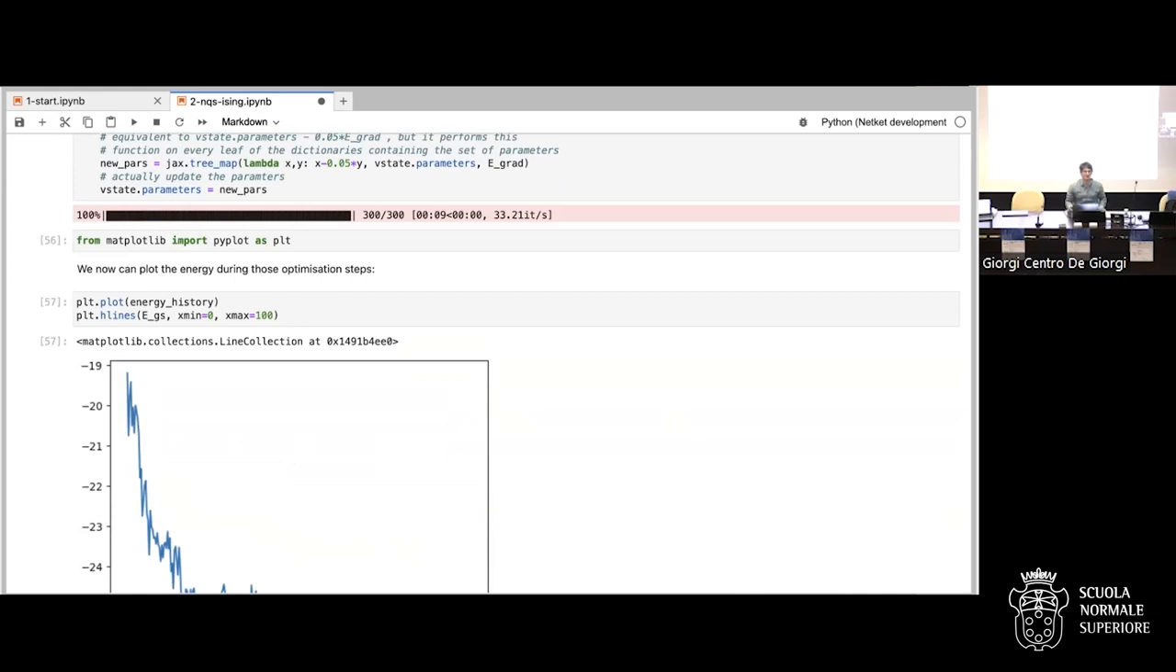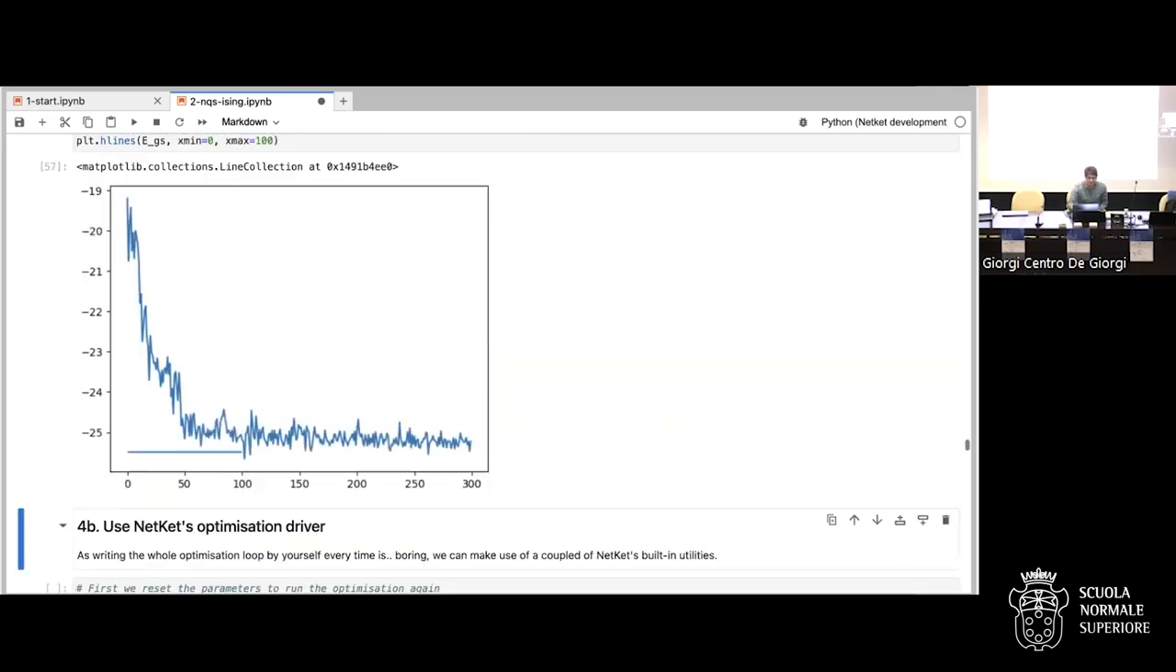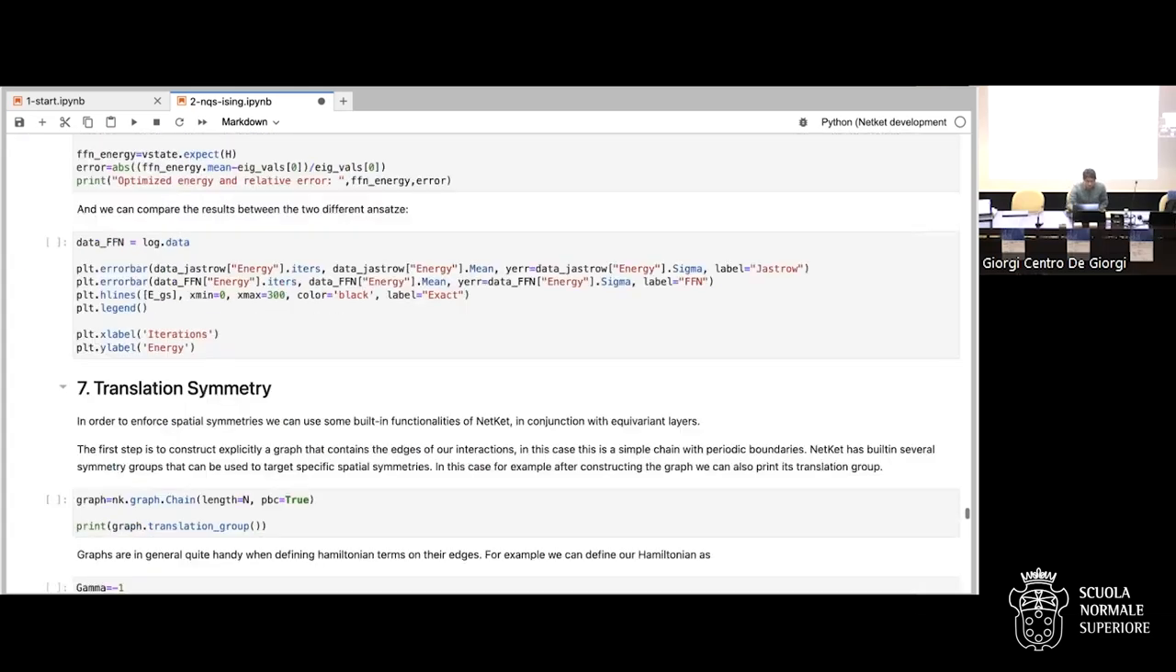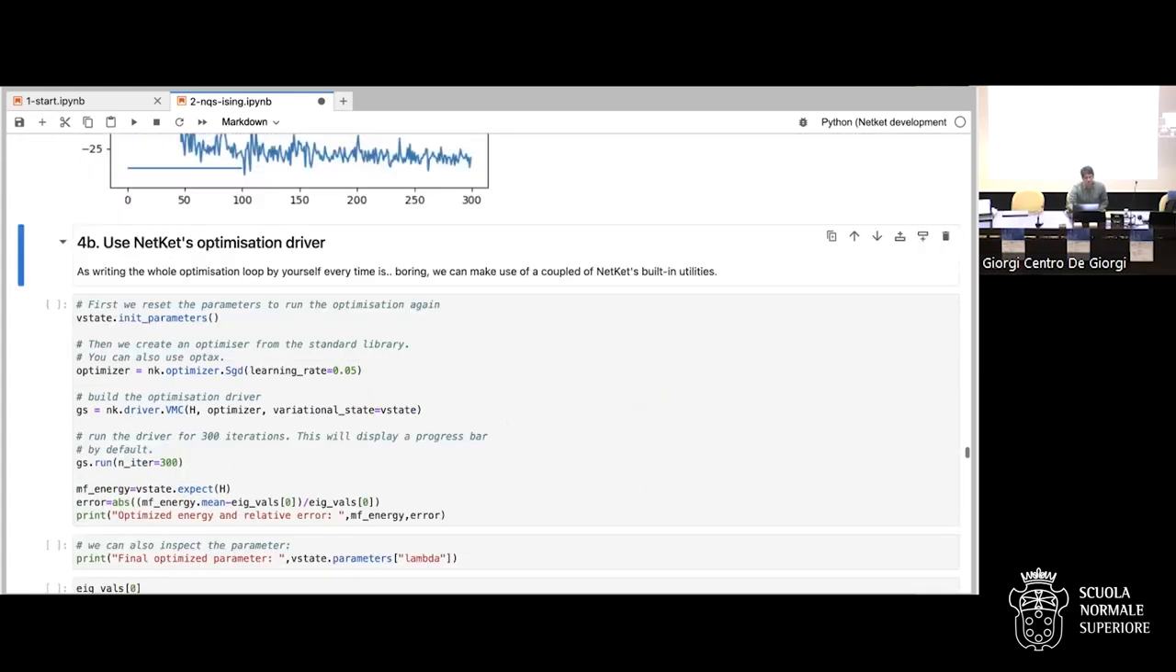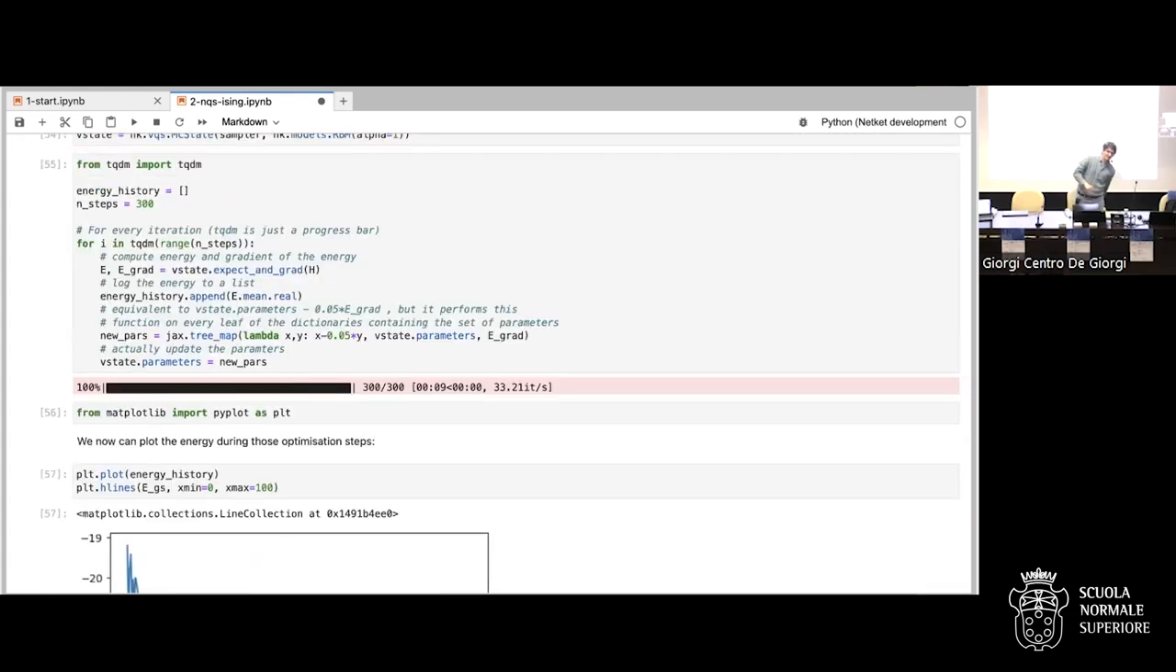And tomorrow I will show you that by using this imaginary time evolution technique, we can go down even better and converge much faster. Maybe I will just show you a plot. No, I don't have it, so I will not show it. I will finish here.